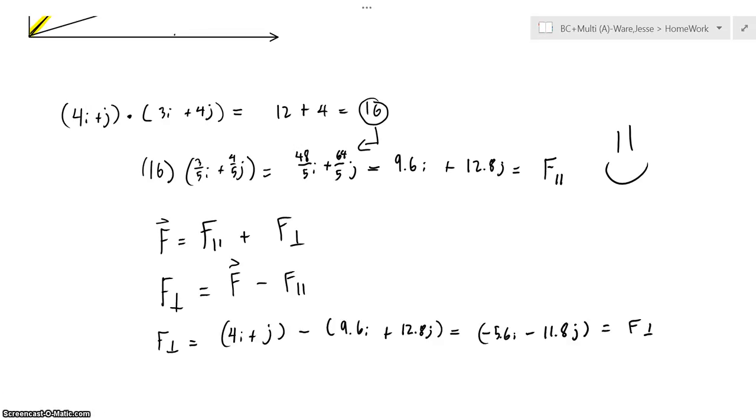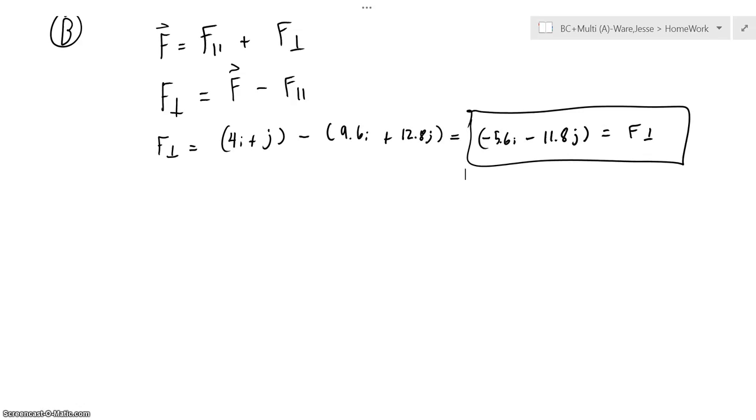All done now. You can see it's just simple subtraction of vectors, and from there we get negative 5.6i minus 11.8j is f perpendicular. But wait, there's more. Now that we finished part B, we move on to part C, which asks us to find the amount of work done through the displacement v. So essentially it's asking how much work is done by the force in the direction of v.